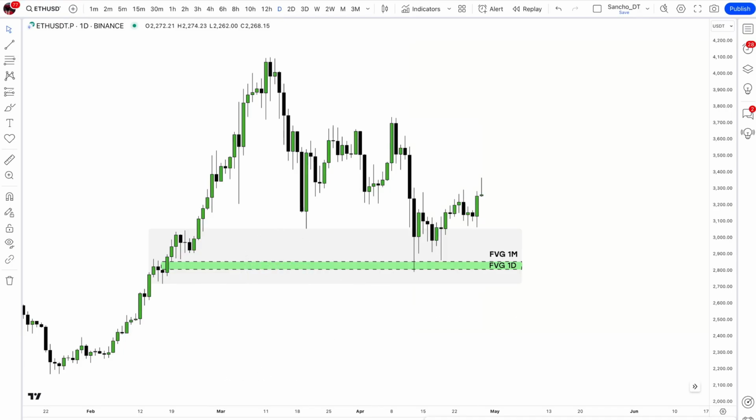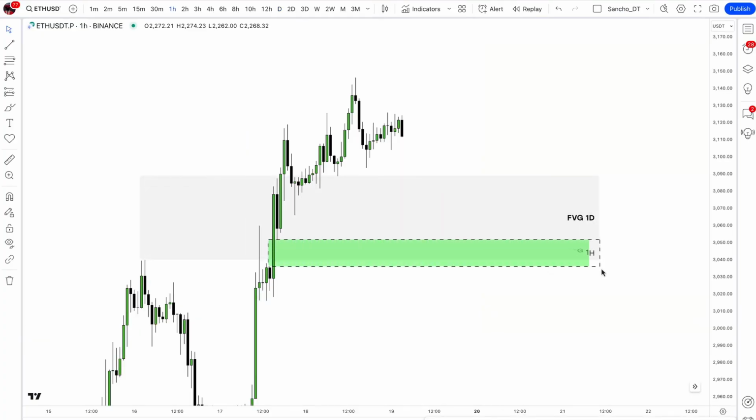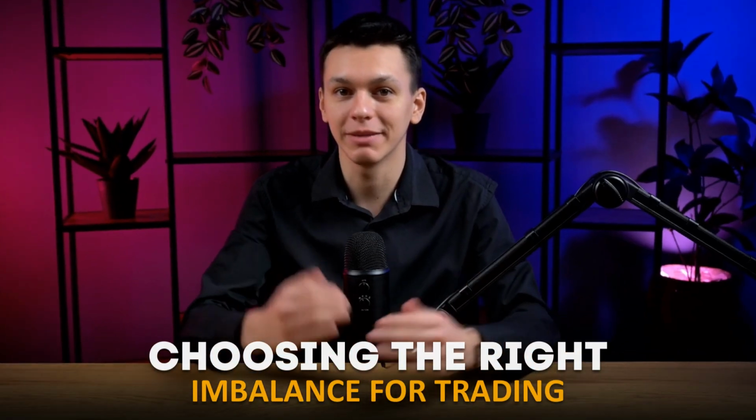Similarly, proceed with other frames. Move to smaller time frames to clarify zones of interest, then use the obtained data for detailed analysis and decision-making. Let's discuss how to choose the most suitable imbalance zones for trading.